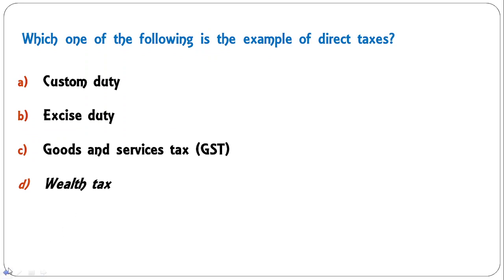Which one of the following is an example of direct taxes? Custom duty, excise duty, GST, wealth tax. Here the last one is the correct answer. Wealth tax is an example of direct taxes, whereas all the above three are indirect taxes.